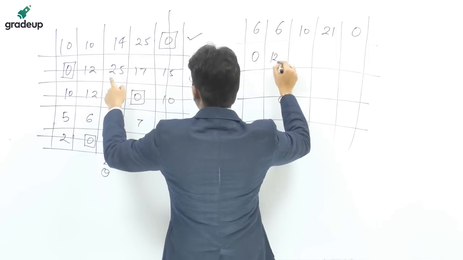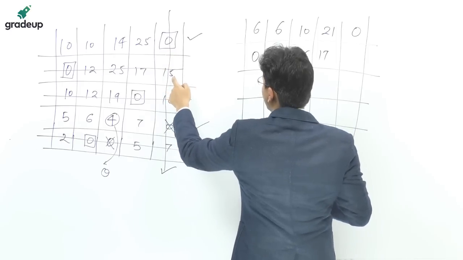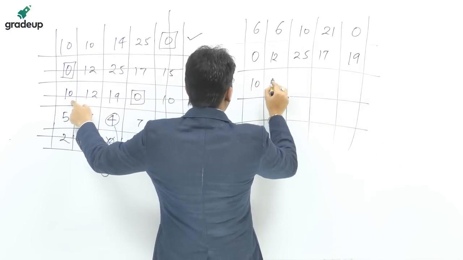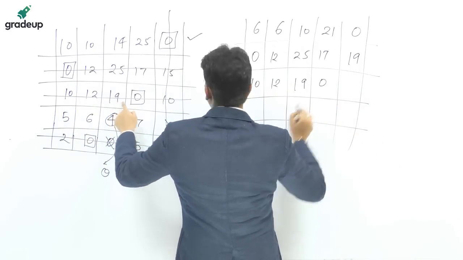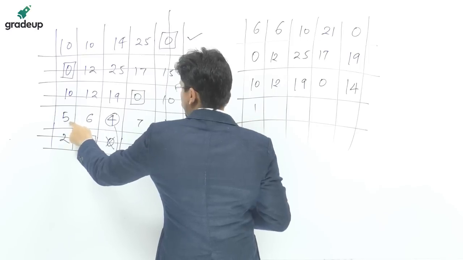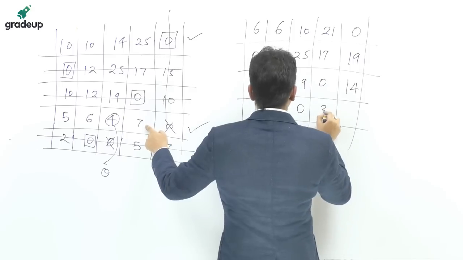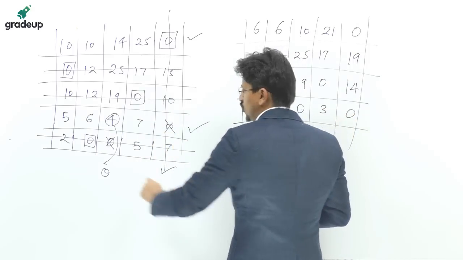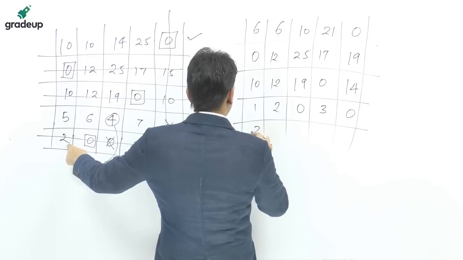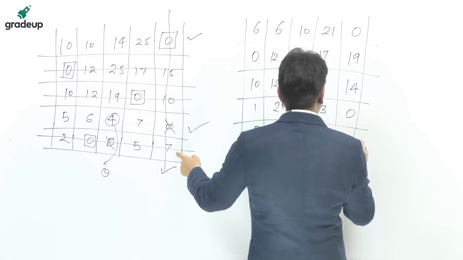So 0, 12, 25, 17. Since here two lines are passing, this theta will be added here, so this will become 19. Again here 10, 12, 19, 0, and here again theta will be added, this will become 14. Here 5 minus 4 becomes 1, 6 minus 4 is 2, 4 minus 4 becomes 0, 7 minus 4 becomes 3, and here this will remain as such. Here also leave them like that only. 2, 0, 0, 5, and add theta to this, this will become 11.